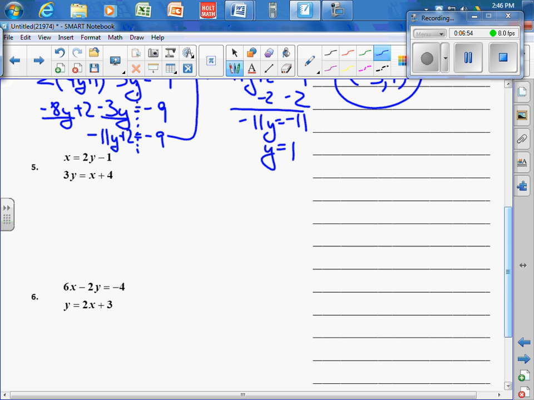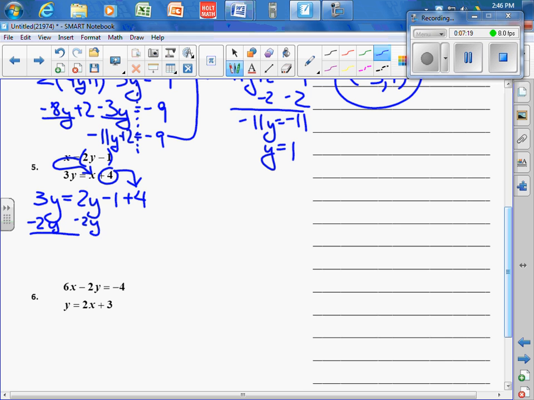Number 5, x is equal to 2y minus 1. Put the 2y minus 1 in for that x right there. The 2y minus 1 goes in for the x in the other equation. So we'll have 3y equals 2y minus 1, and then bring down this plus 4. Subtracting 2y from both sides and combining like terms on the right side, you have y is equal to 3.